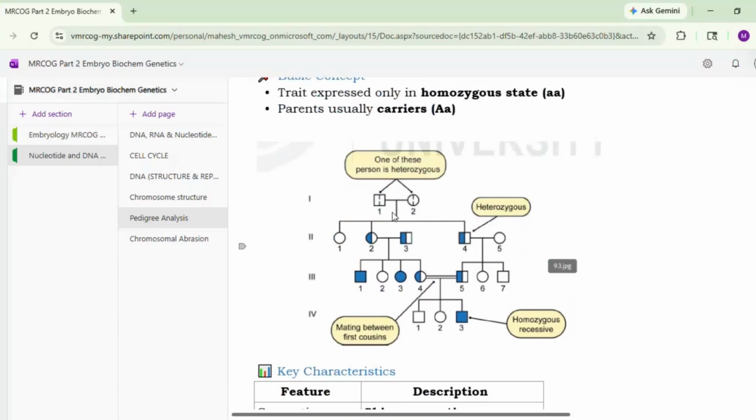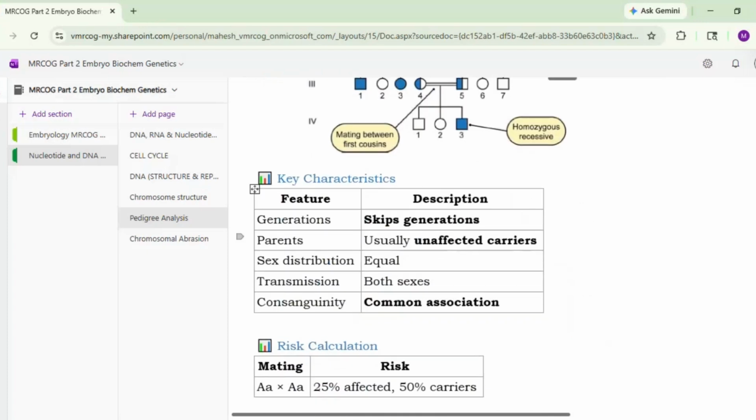Okay, so here this appears as a skipping of the generation because one of these persons is heterozygous, but it is getting expressed somewhere here. Here also it is heterozygous. So there is a skipping of the generation. Parents will usually be unaffected carriers. Sex distribution will be equal. So we are dealing with autosomal recessive, where there is affection of the males as well as the females. Consanguinity is a common association. Here there is a consanguineous marriage, so there is a homozygous recessive form.